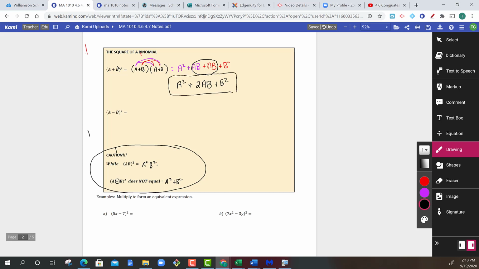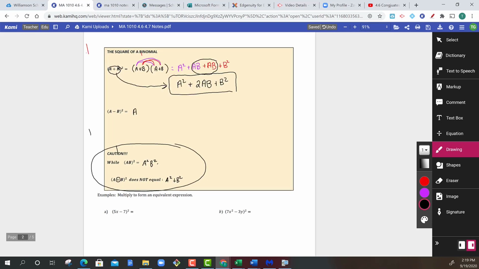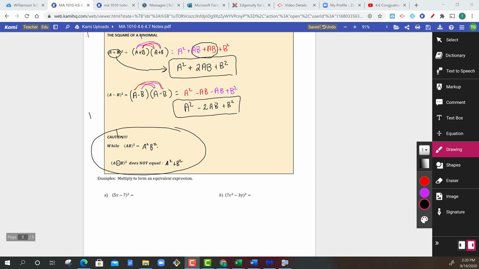And basically our answer will always be of that format. So we have the first term squared, we have the last term squared, and then we have double those two terms multiplied together. And in much the same way, A minus B squared is A minus B times A minus B. Go ahead and pause the video and see if you can get that answer real quick. And you see we get the exact same answer as we got before, except this time it's -2 times A times B in the middle.